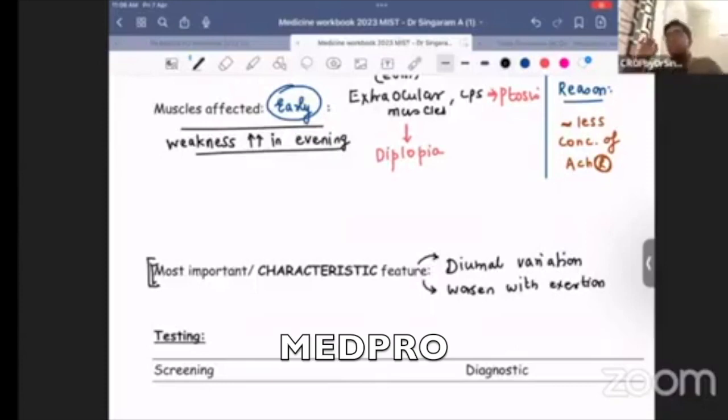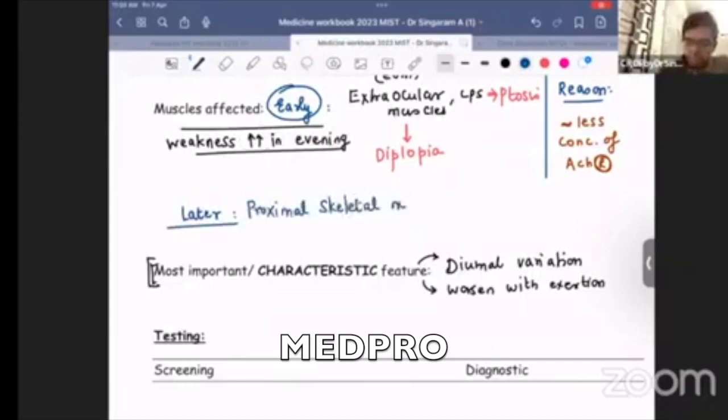Okay, so the early group of muscles affected is the extraocular muscle and the levator palpebrae, which are related to the eye and the vision. The late group of muscles will be affected later. You will have involvement of the skeletal muscles also. And which group of skeletal muscles? The proximal group of skeletal muscles will be affected.